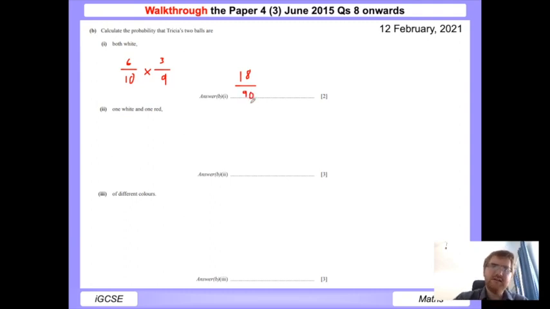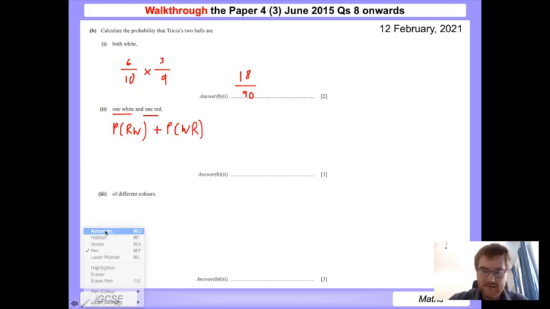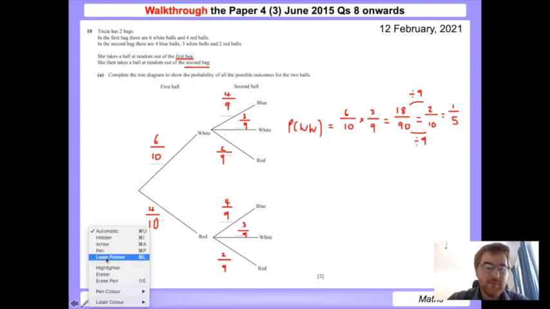Now for this one we need to be slightly careful. We need 1 white and 1 red, so that can be either way round. This is important. So we want the probability of red, white, plus the probability of white, red. There we are. Let's not get those mixed up. So let's go back. So the probability of white, red.